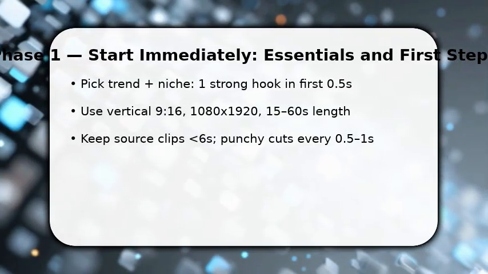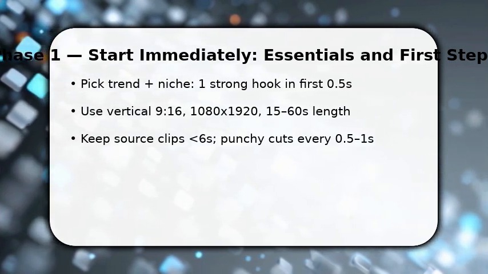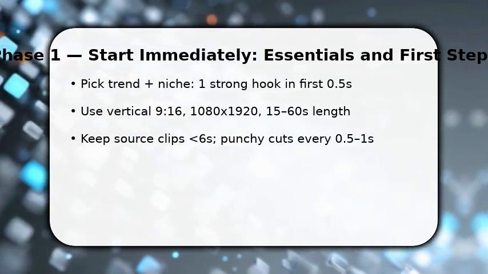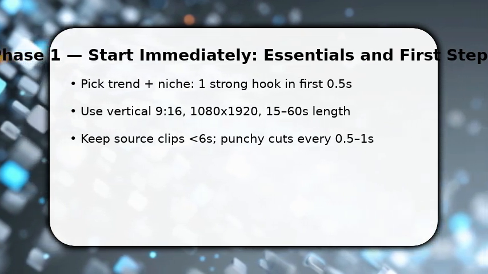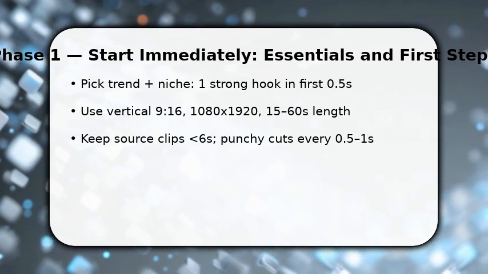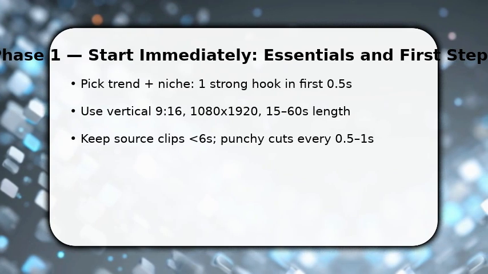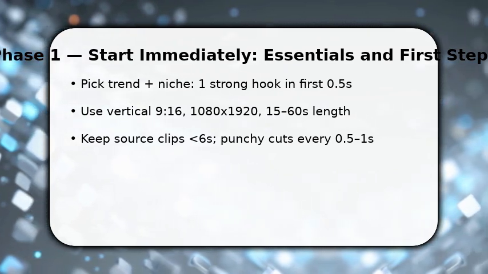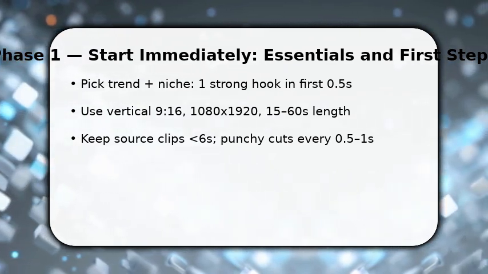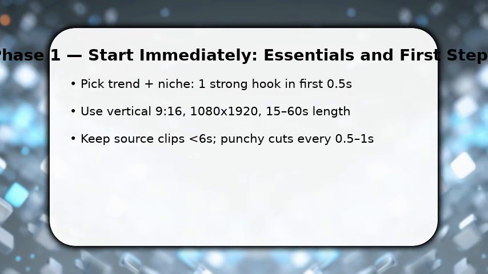You open your editing app and load the trend clip. Act fast. First, trim to the moment that shocks or answers a question, that hook in the first 0.5 seconds sells the rest. Then, make sure you're on 9:16 vertical, export at 1080 by 1920, and aim for 15 to 30 seconds. Once done, cut source shots under 6 seconds and paste cuts every 0.5 to 1 second so viewers stay glued.